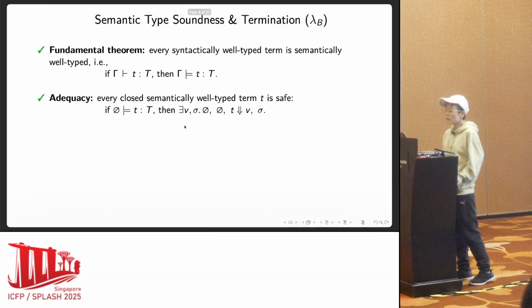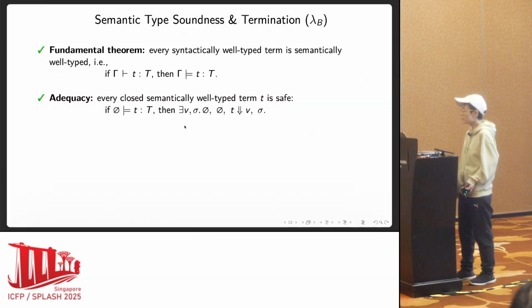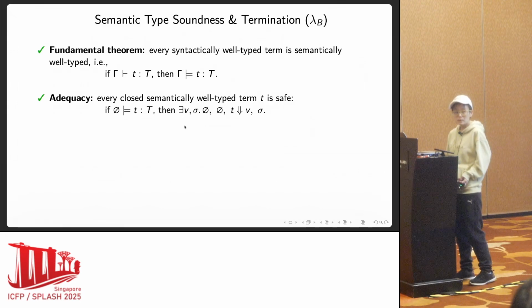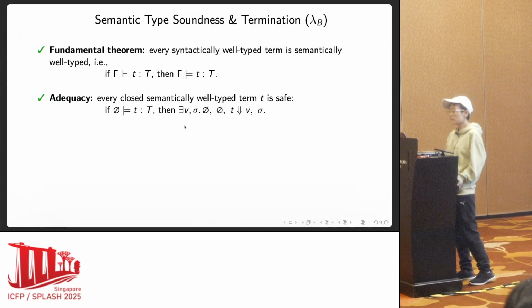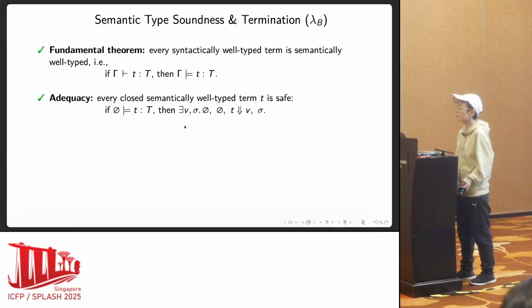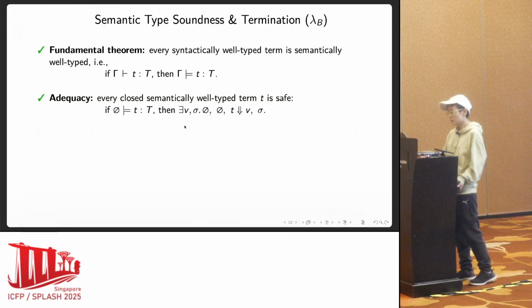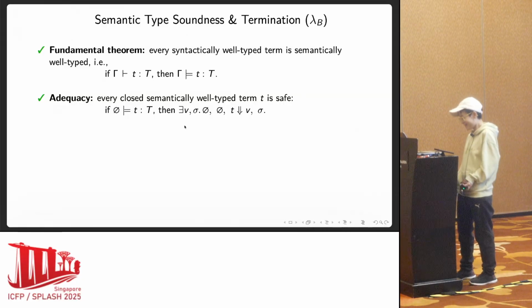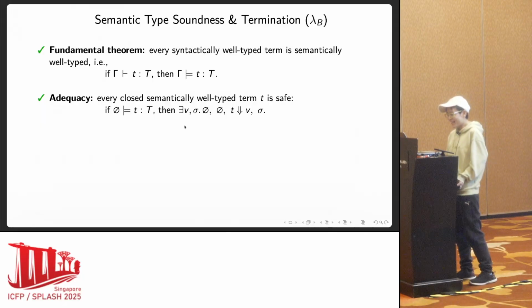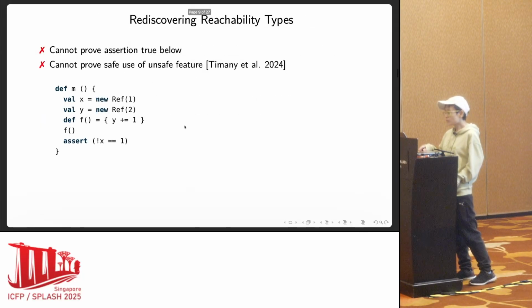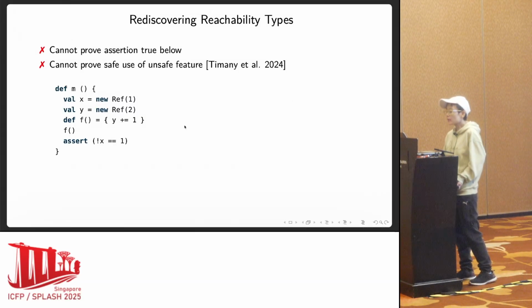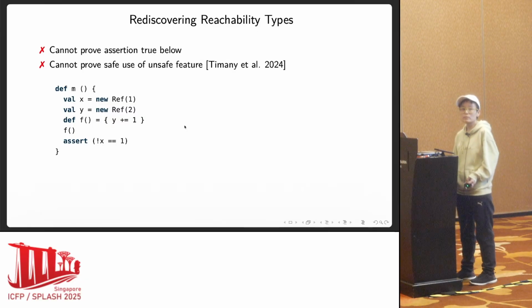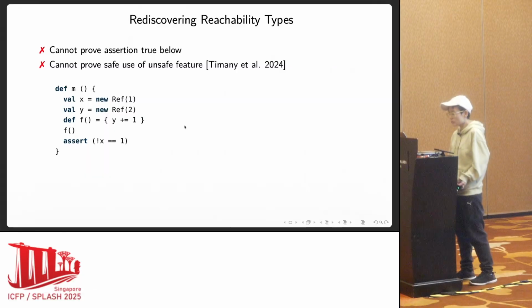And then of course we need to define the semantic interpretation of terms as well. Supposing we have all the definitions, we can prove the fundamental theorem, which says the syntactic judgment implies the semantic judgment. Of course, this gives us some very strong results. However, the kind of property that we can entail is still limited.